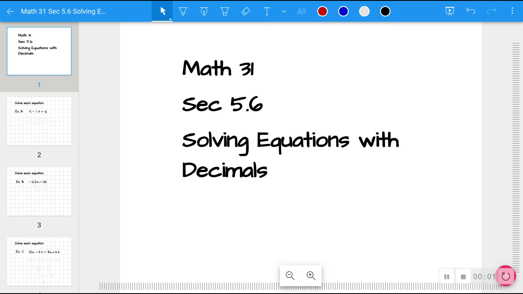Okay, welcome back to Math 31. This time we're looking at section 5-6, and we'll be solving equations involving decimals.